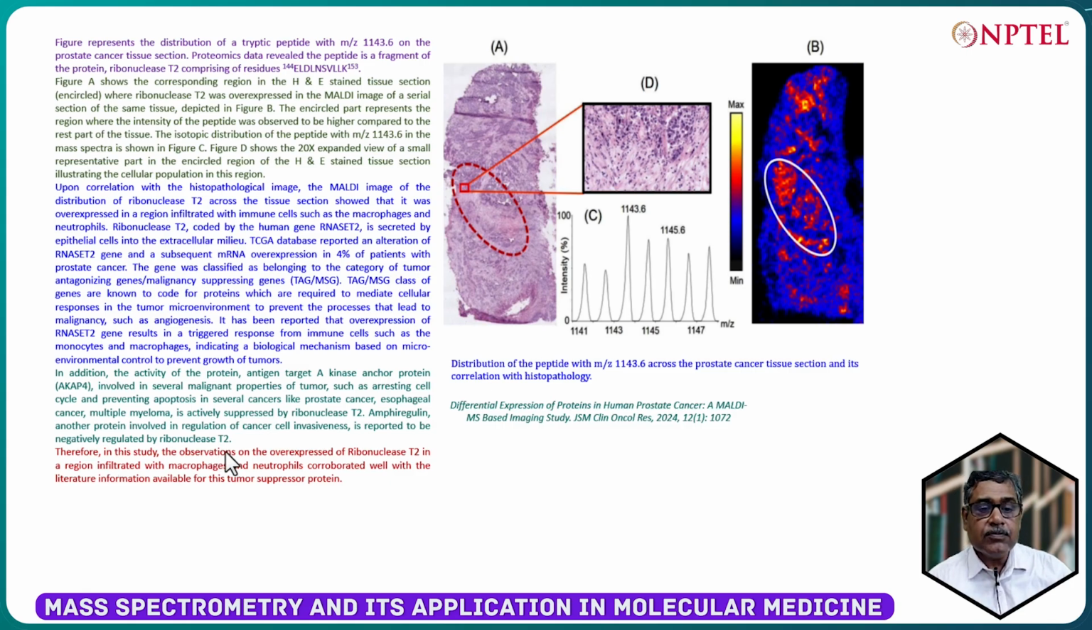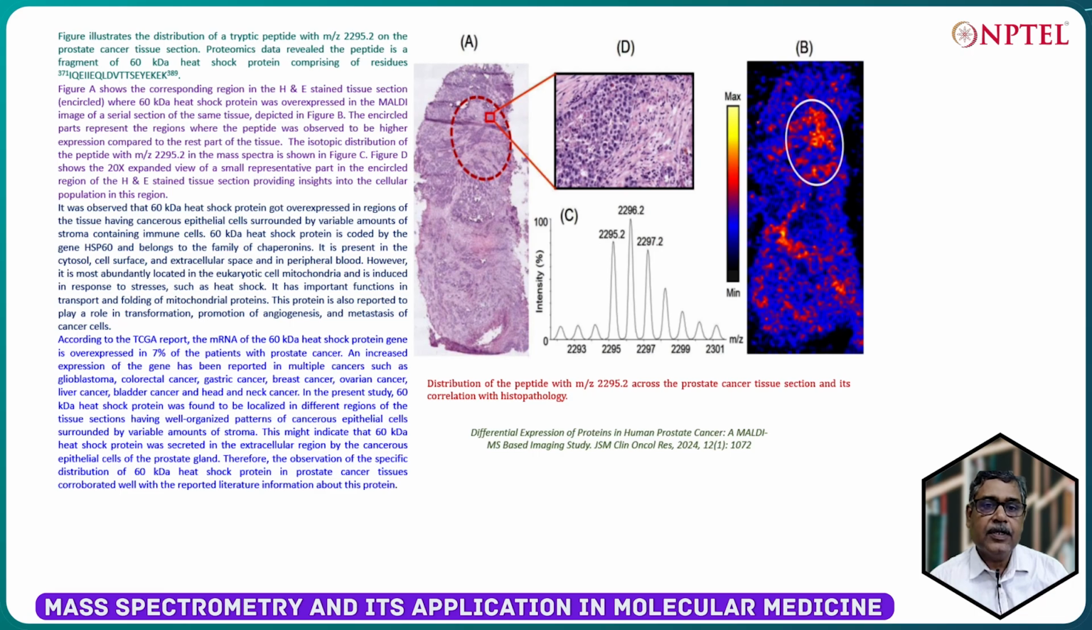Therefore, in this study, the observation of overexpressed ribonuclease T2 in a region infiltrated with macrophages and neutrophils corroborated well with the literature information available for this tumor suppressor protein. So, one good correlation, one meaningful image that we got from MALDI mass spectrometry imaging of prostate cancer. Let us see the third candidate.